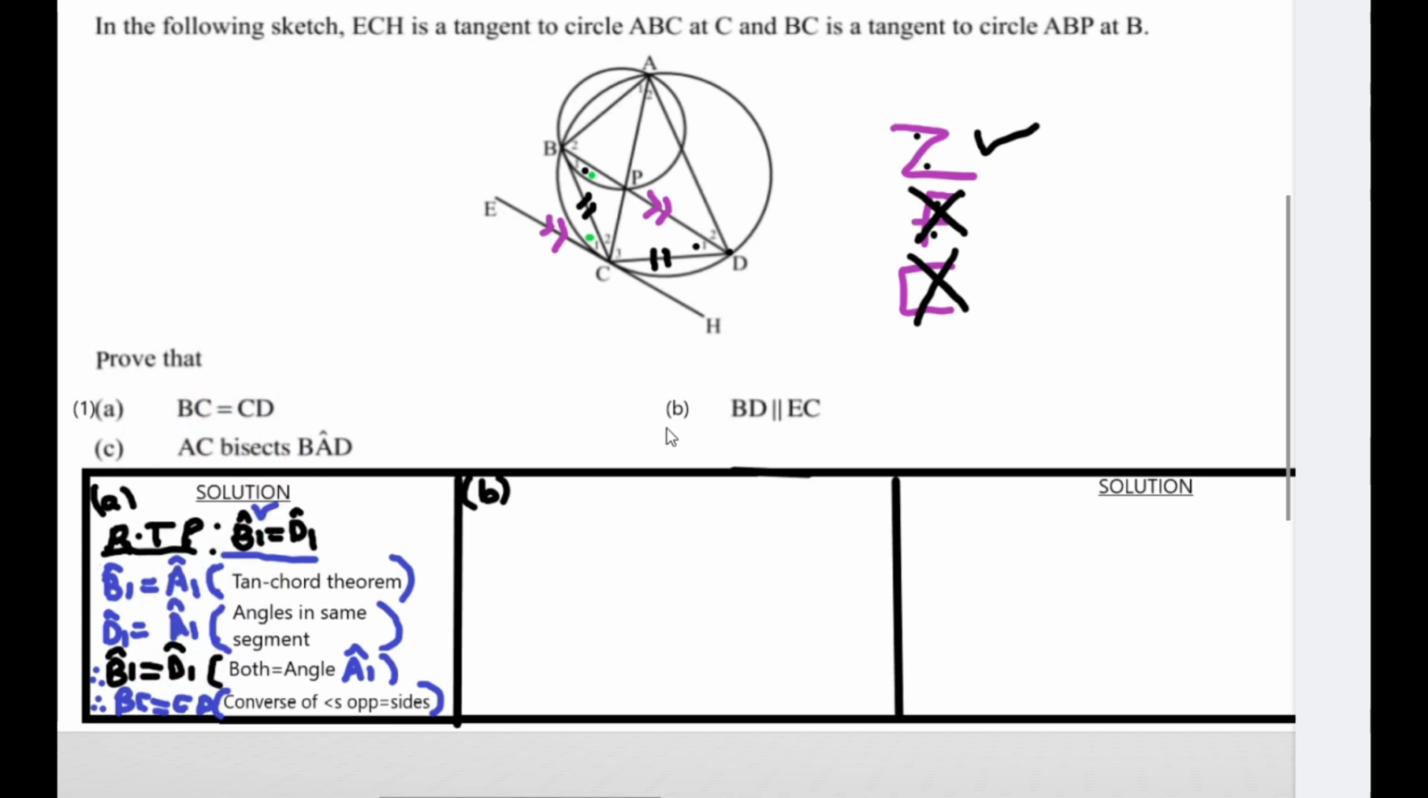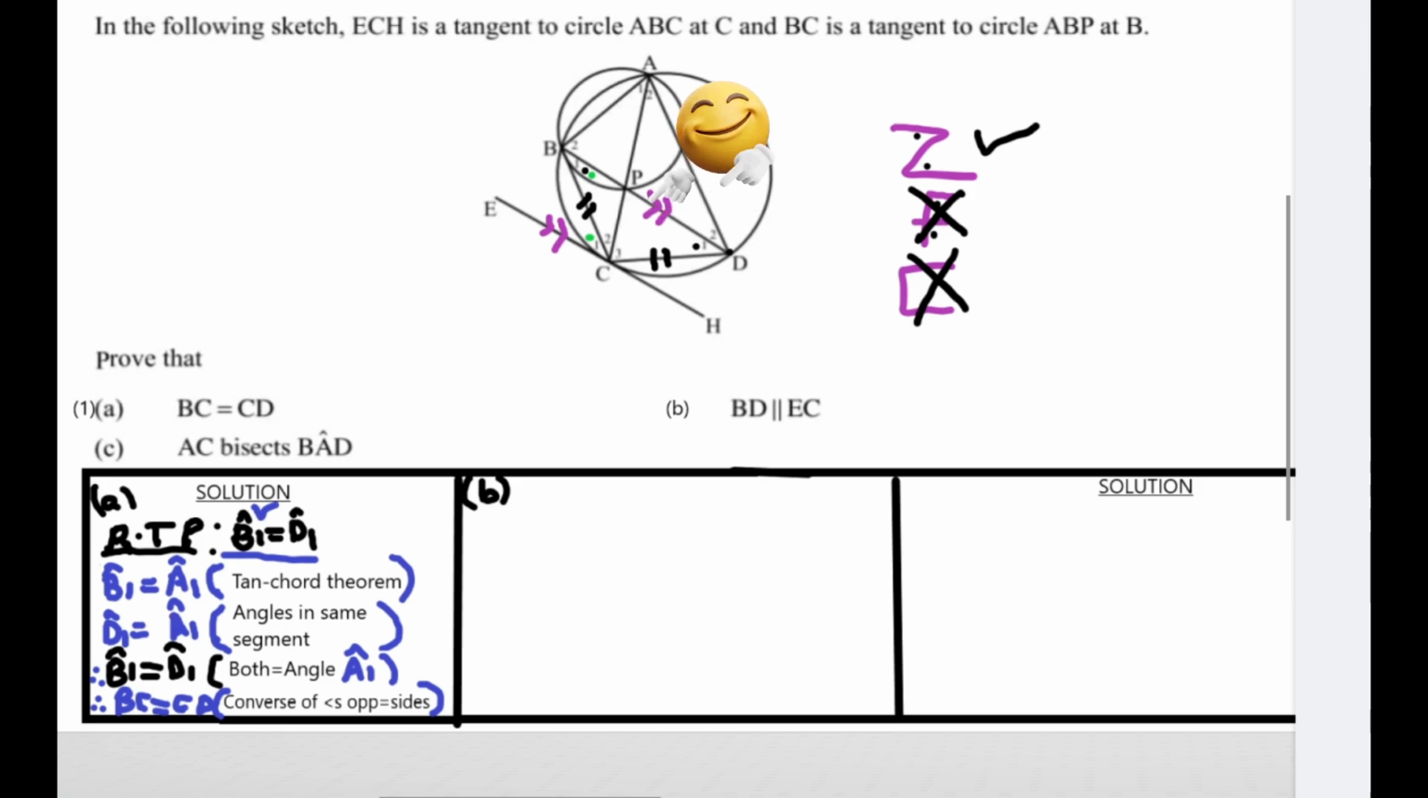All right, now question B requires us to prove that BD is parallel to EC. Now I've indicated here, just like in the previous lesson, whenever they say prove parallel lines, you have to indicate the lines that the examiner is telling you about. All right, the examiner is telling us about the line BD. Go to the line BD. This is the line BD here. All right, indicate the parallel lines.